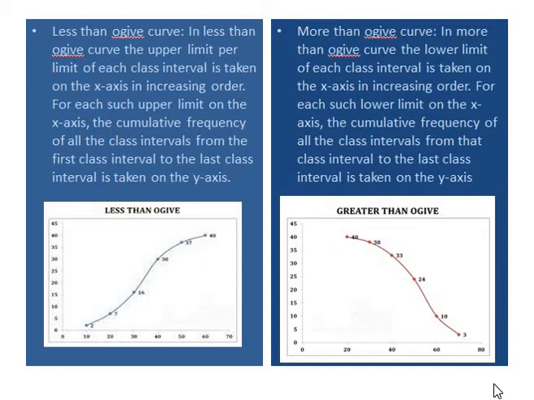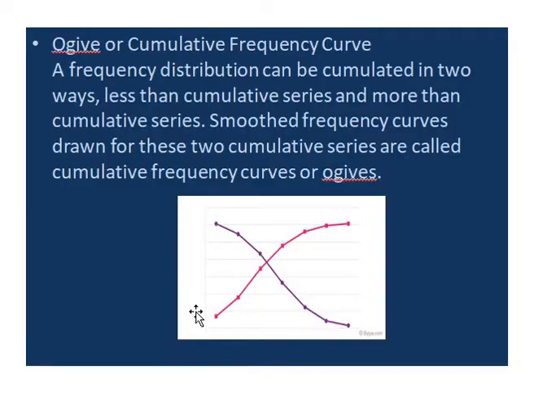For less than ogive, we will be taking the upper limit of the class interval, and we will be marking it on the graph. In case of more than ogive or greater than ogive, we will be taking the lower limit of the class interval, and we will be plotting the values on your y-axis, and we will be drawing the line that is the more than or greater than ogive. And if we are using a single graph for drawing both ogives, that is less than and greater than, there will be an intersecting point there.